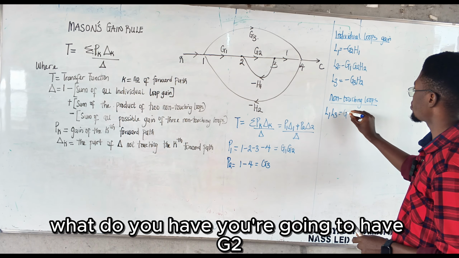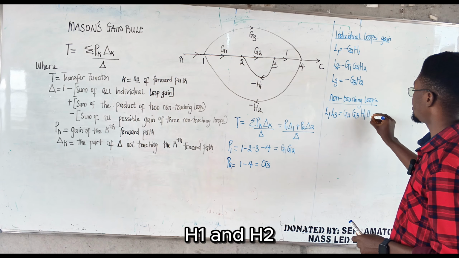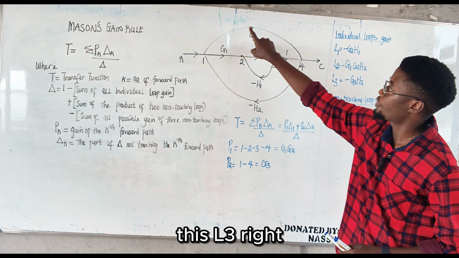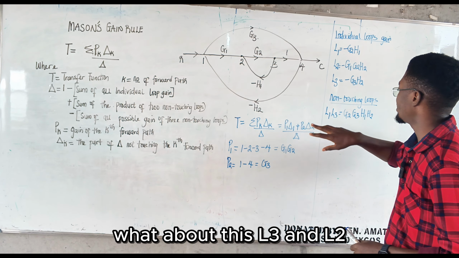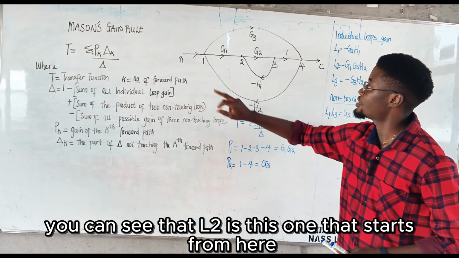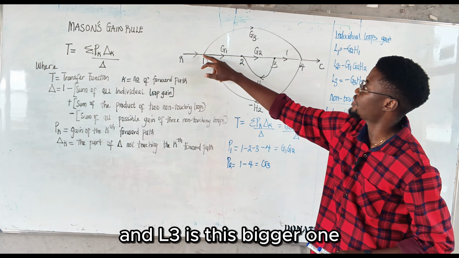You're going to have G2, G3, H1, and H2. So what about this loop, this L3? What about this L3 and L2? You can see that L2 is this one that starts from here to here and went back, and L3 is this bigger one.